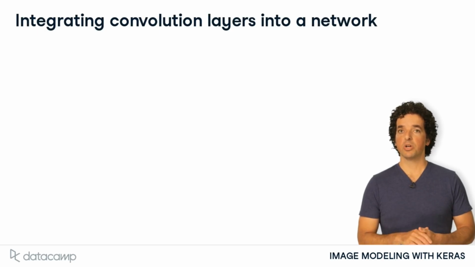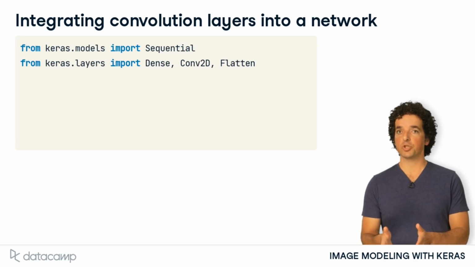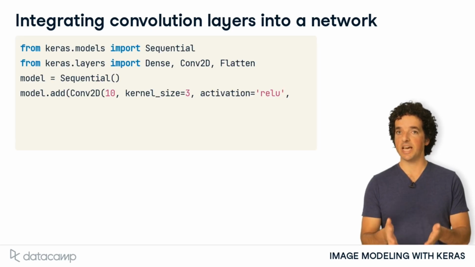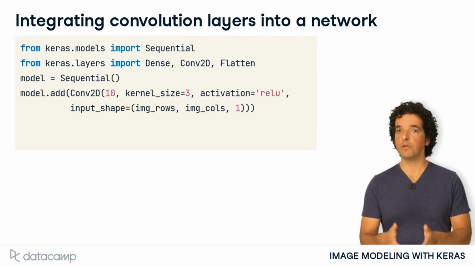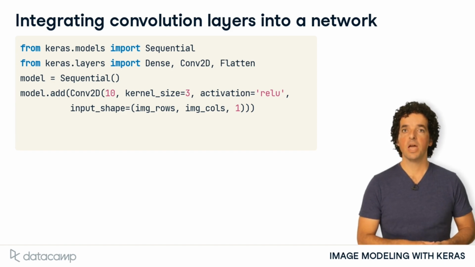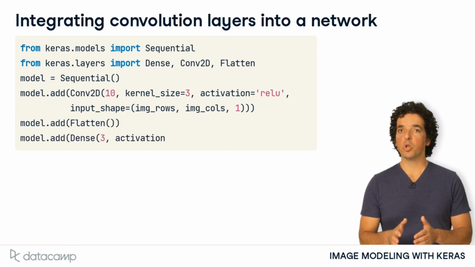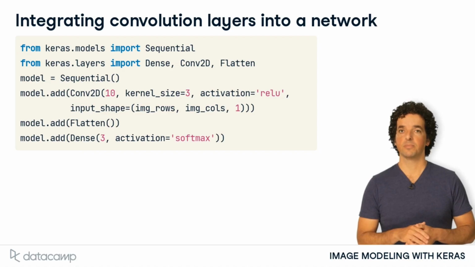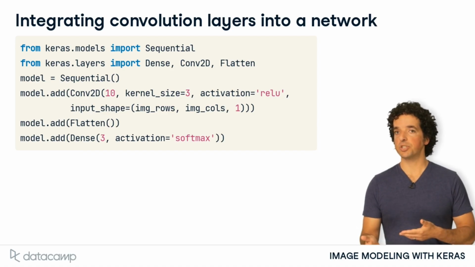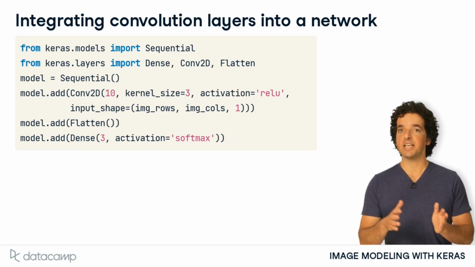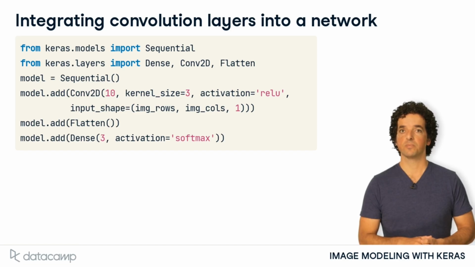To build a network that contains a convolution layer, we need to import the sequential model, and we will need the dense as well as the Conv2D layers. In addition to these layers, we will also need a flatten layer. This serves as a connector between convolution and densely connected layers.